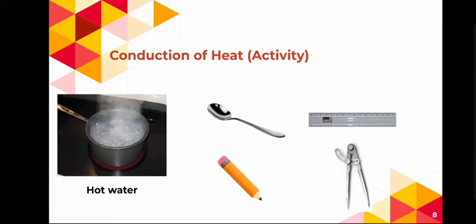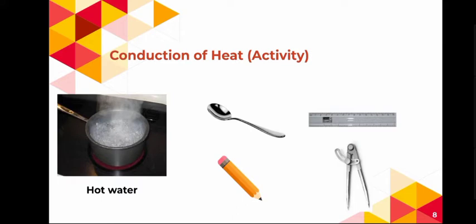Heat water in a small pan or a beaker. Collect some articles such as a steel spoon, plastic scale, pencil and divider. Then what you have to do is dip one end of each of these articles in hot water. What articles have you taken? You have taken four articles: a steel spoon, plastic scale, pencil and divider.